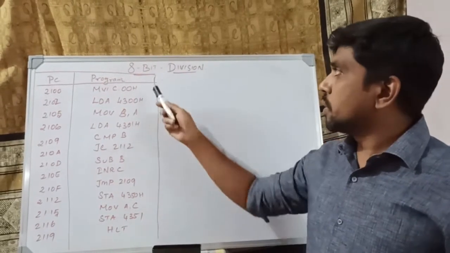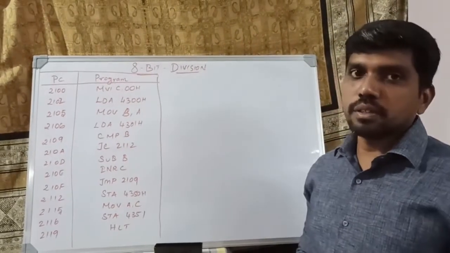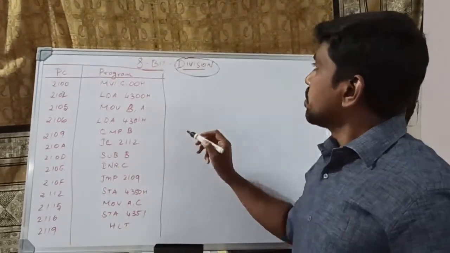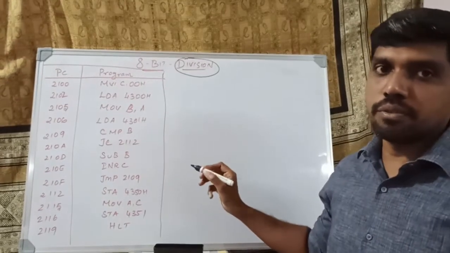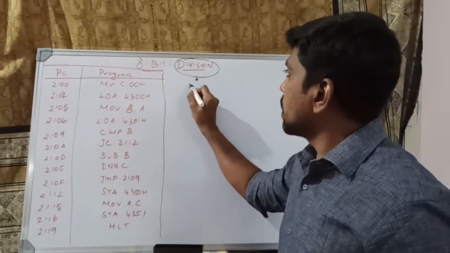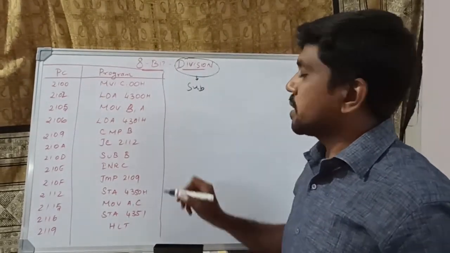So today's session we are going to discuss 8-bit division function. In the 8085 microprocessor there is no provision for performing the direct division function. Suppose you want to perform the division function, you should apply the repeated subtraction function.